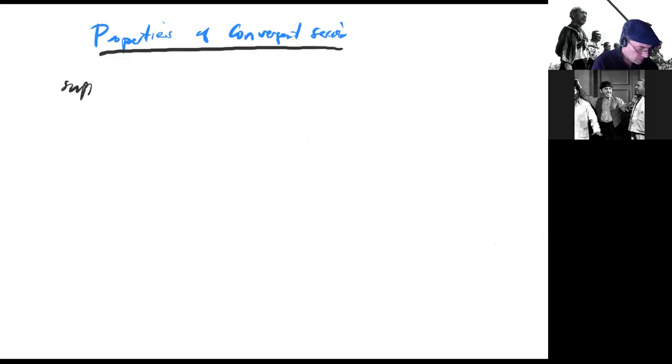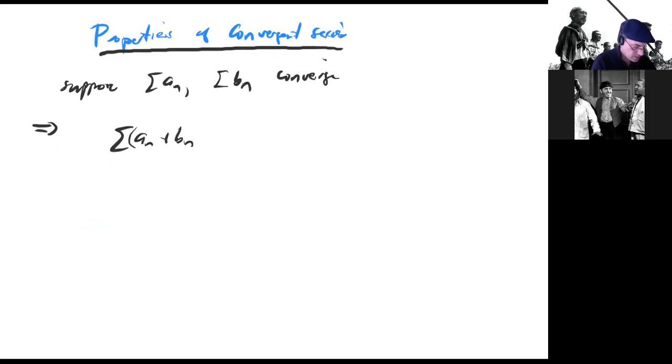So here are some properties of convergent series that are useful to consider. Suppose summation a sub n and summation b sub n converge. Then summation of a sub n plus b sub n converges and is equal to the summation of a sub n plus the summation of b sub n. So the sum of the series converges.